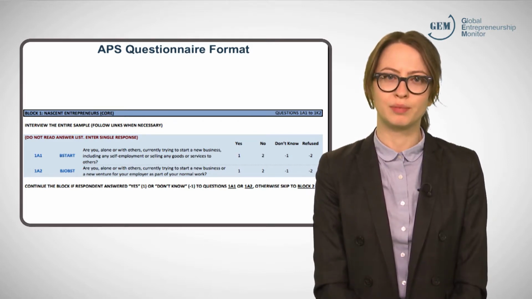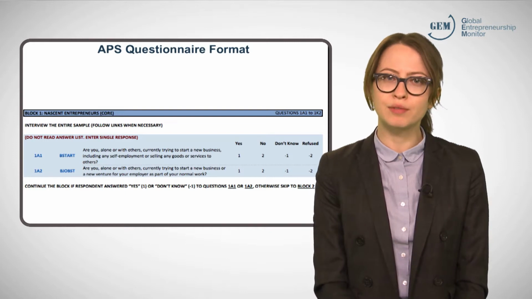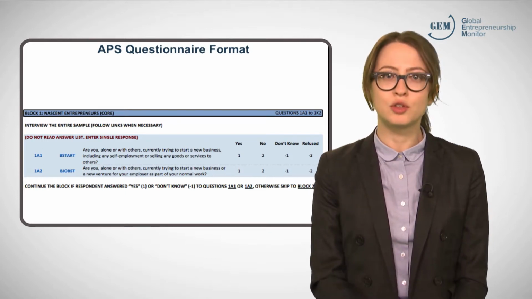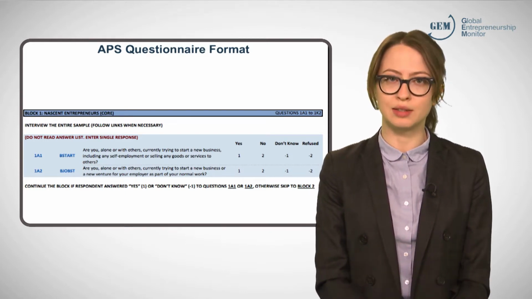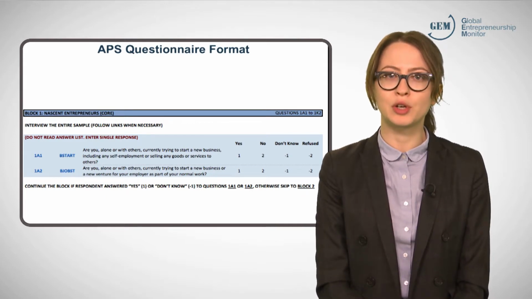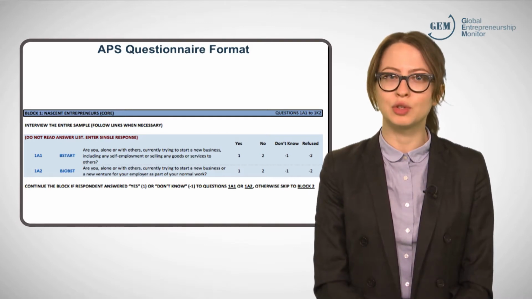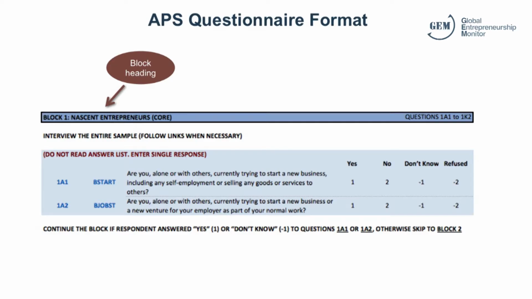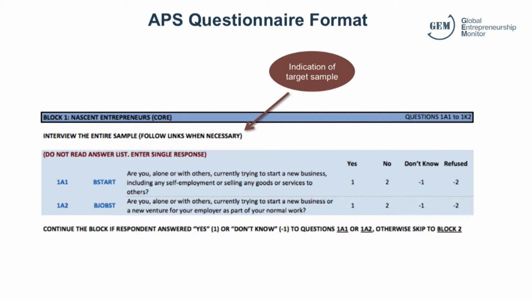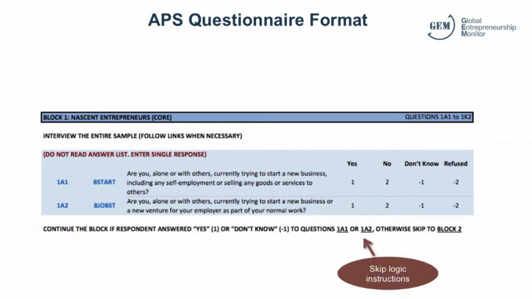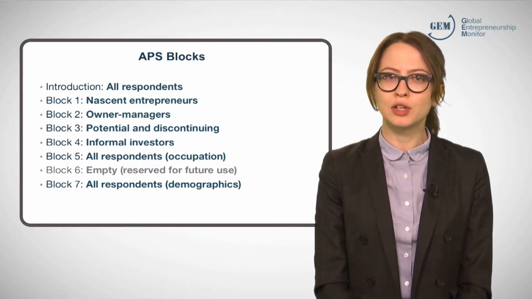To help you better understand and keep track of the structure of the APS, the survey, which is provided in an Excel document, is labeled and color-coded to indicate the different modules and blocks. Pay careful attention to the formats used for block headings, interview instructions, indications of target audience, and skip logic instructions, both within and between questions. Now let's take a look at the blocks.